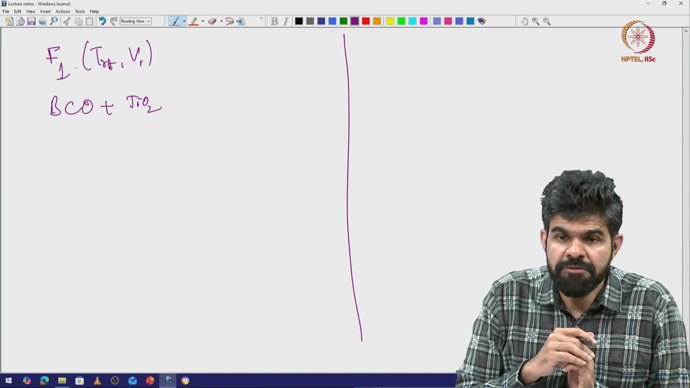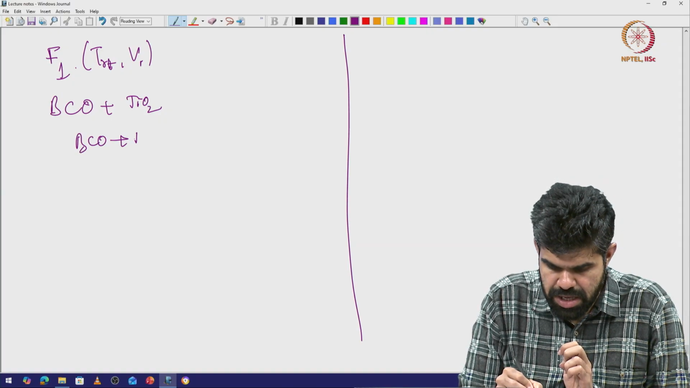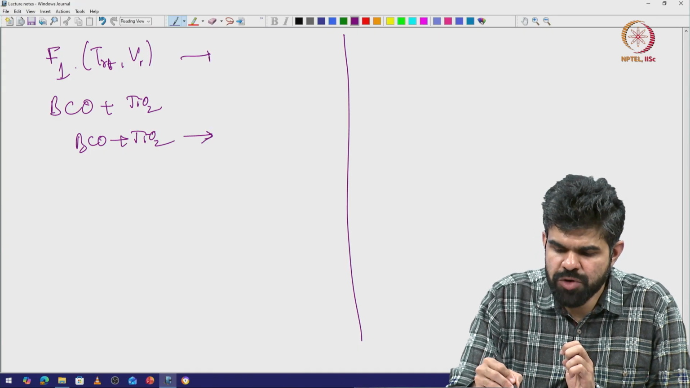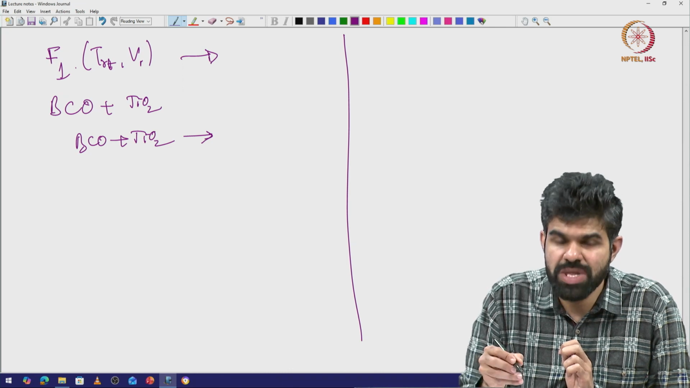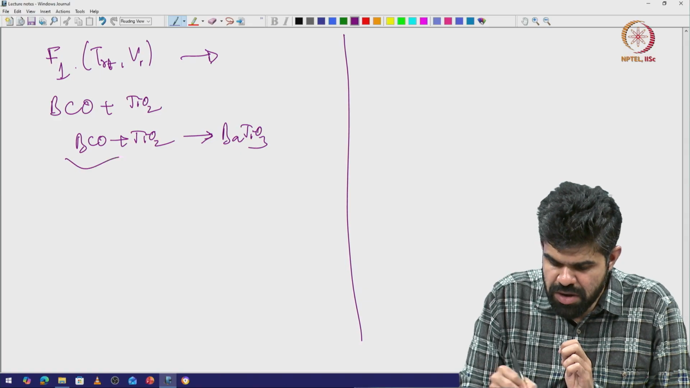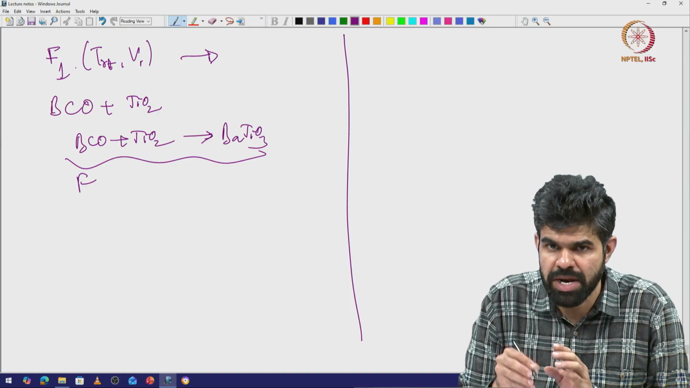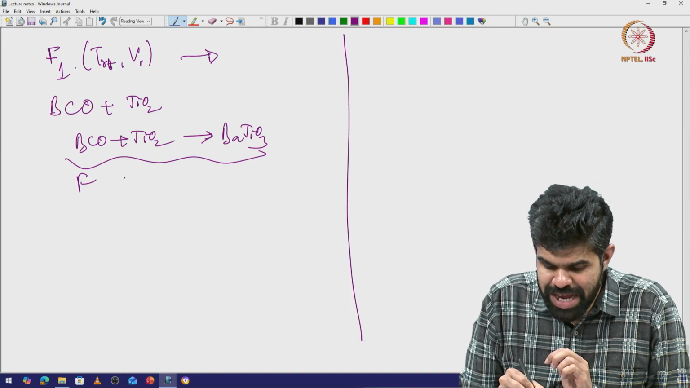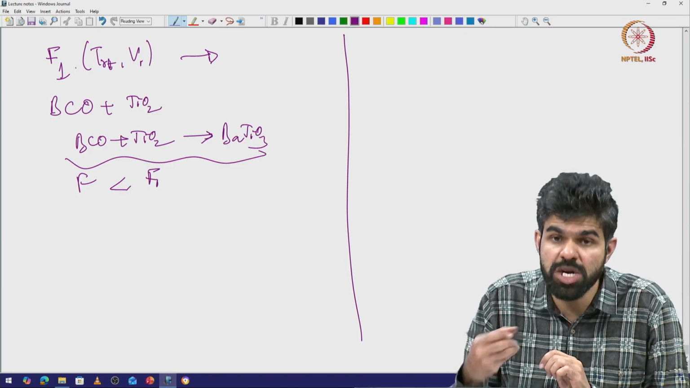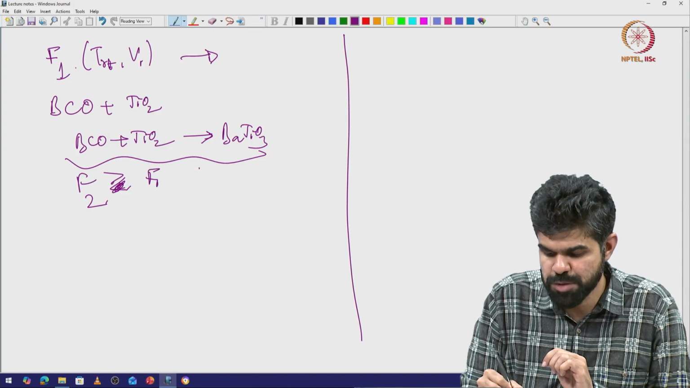Now, if this were to react and form barium titanate, I have to evolve my F, so the F should decrease. So, this should form barium titanate. So, the F for all these three components that exist at room temperature and a given volume should ideally be less than F1 for this reaction to be spontaneous, but I am saying this reaction is not spontaneous. So, the F2 is actually greater than F1. So, this is not a spontaneous reaction.